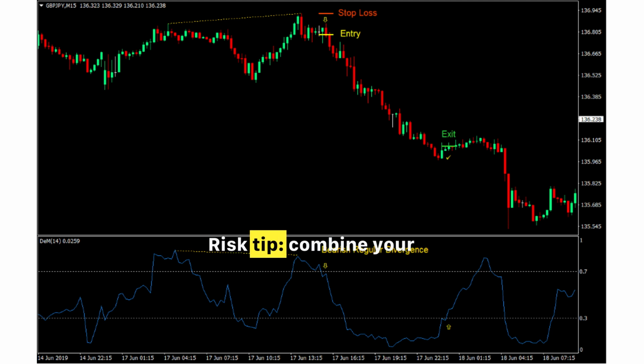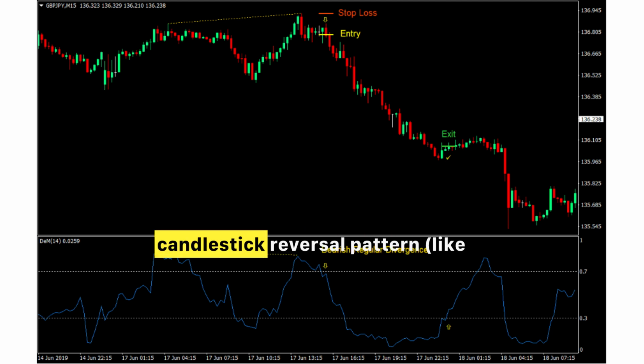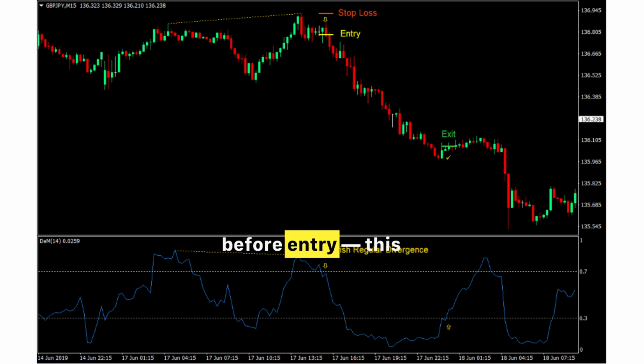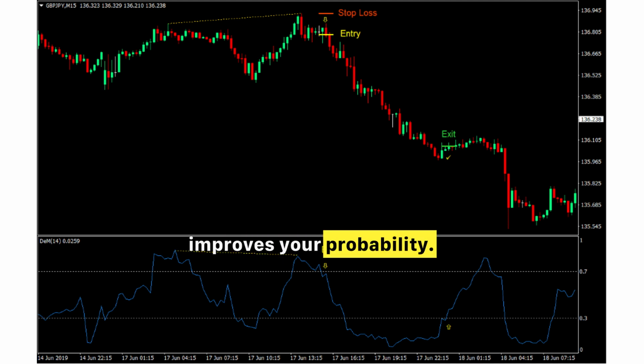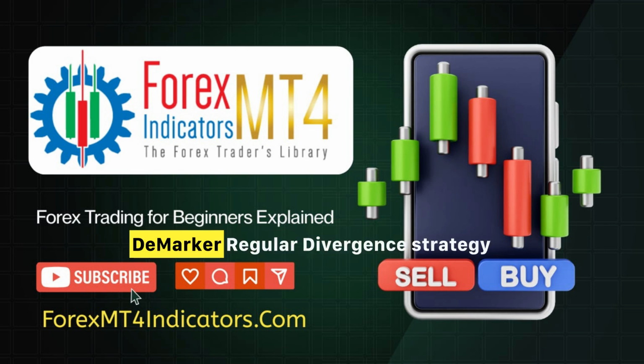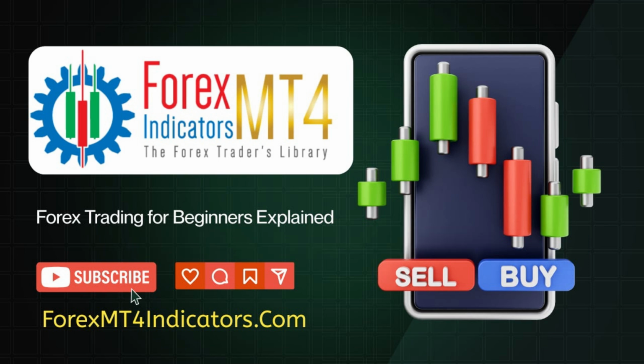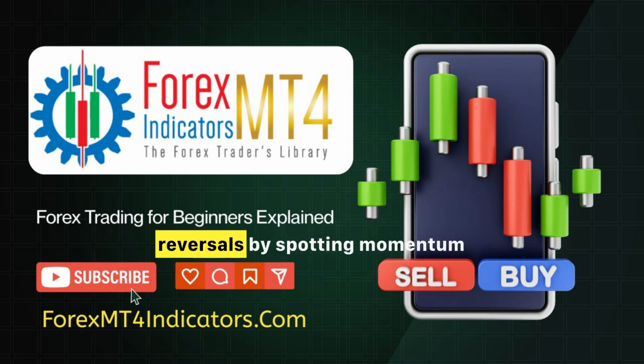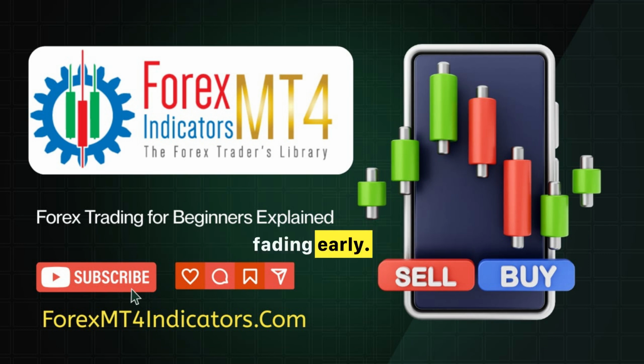Risk tip. Combine your divergence signal with a candlestick reversal pattern, like a hammer or engulfing, before entry. This improves your probability, and don't forget to size your position so that your stop loss is a manageable % of your account. In a nutshell, the DeMarker Regular Divergence strategy helps you anticipate trend reversals by spotting momentum fading early.